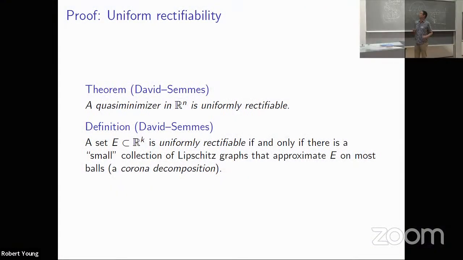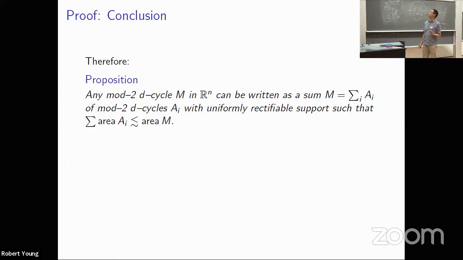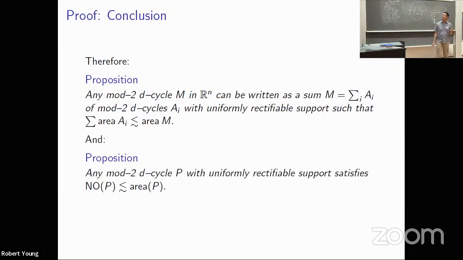So the pieces in this decomposition, if you do this decomposition carefully, you can make them all uniformly rectifiable, and that gives you a bound on their complexity. And this leads to the proof of the theorem, because we can take an arbitrary surface and break it down into uniformly rectifiable pieces efficiently. And then those pieces aren't very complicated in themselves. Any mod 2 cycle with uniformly rectifiable support has a uniform bound on the ratio between its area and its non-orientability. And then the inequality follows.